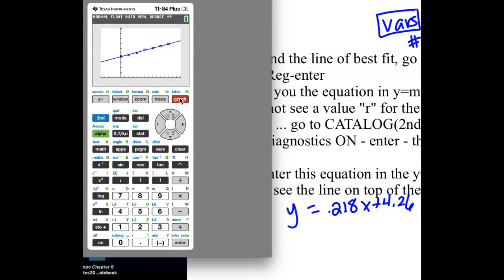If you're not getting that line, it means you didn't store it. Okay? So when I go to y equals, it dumped in that big long decimal equation for me. Does that make sense?